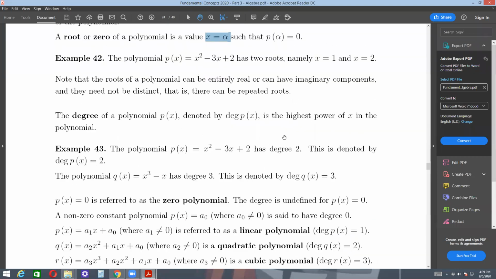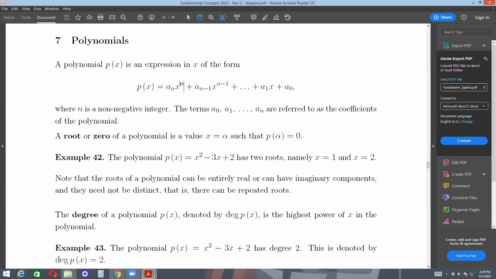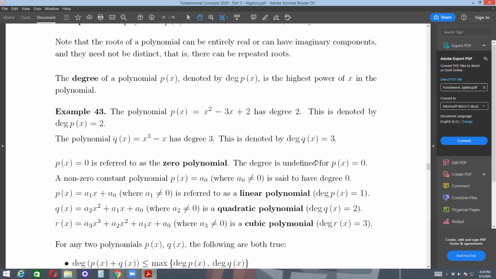Now the degree of the polynomial is basically the highest power of x. So it's whatever this value of n is; n is the highest value. If p of x is 0, it's called the 0 polynomial, and the degree is undefined for that. The 0 polynomial doesn't have a degree. If it's a non-zero constant polynomial, for example p of x is a0, where a0 is not 0, then it's said to have degree 0. Just remember, the 0 polynomial has no degree defined.